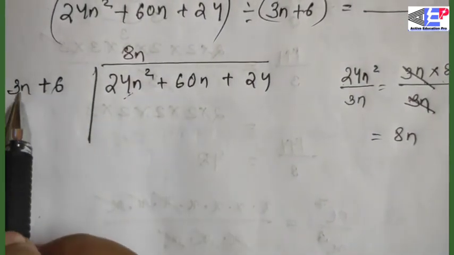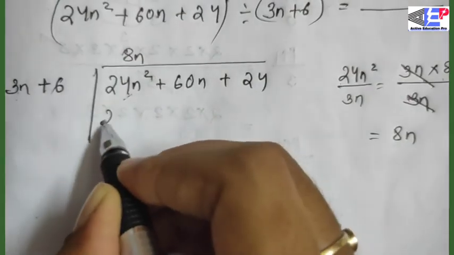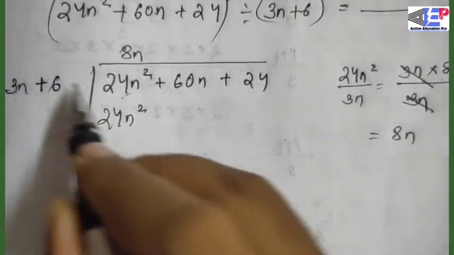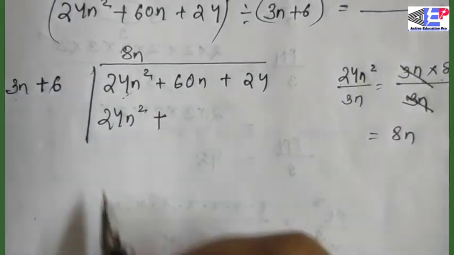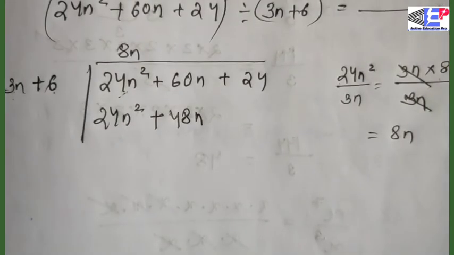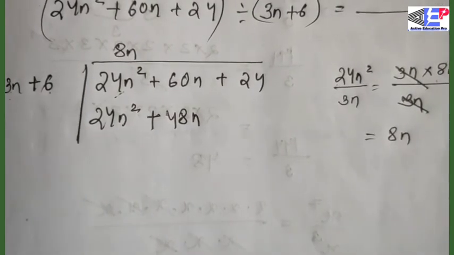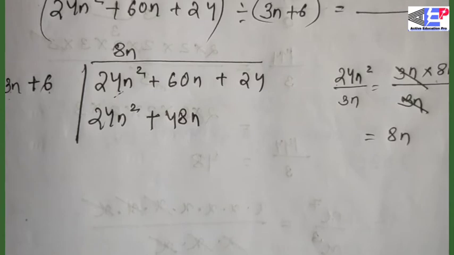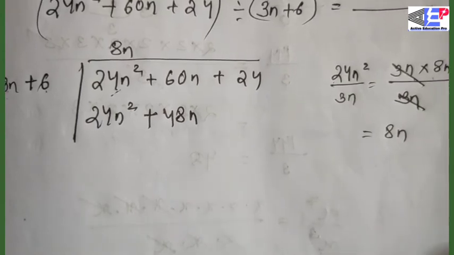Then multiply each term with 8n. 3n into 8n is 24n square, plus into plus is the same sign, plus 6 into 8n will become 48n. If in doubt about how to multiply, how to change the sign, how to add or subtract, then follow my previous video. I have already explained in my video how to subtract, how to add, and the sign rules at the time of mathematical operations. Please visit my previous video and clear your doubt. For any doubt, comment on that video.